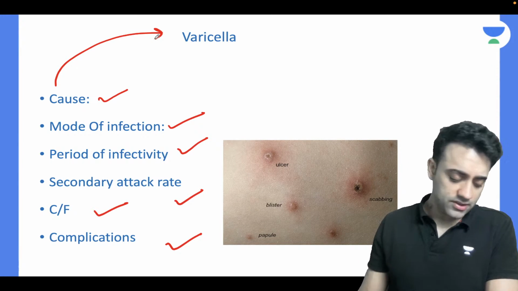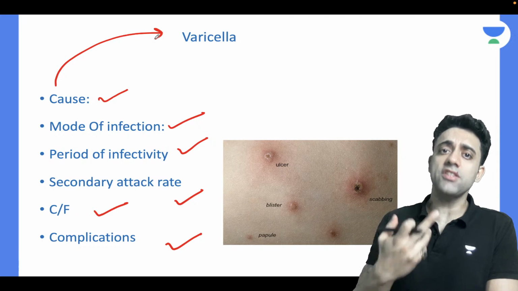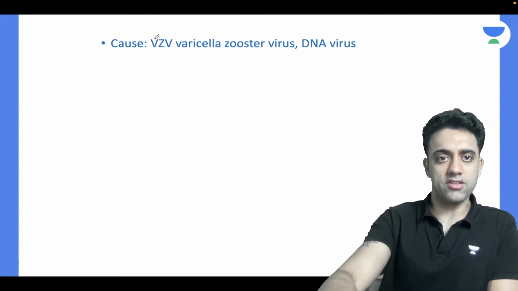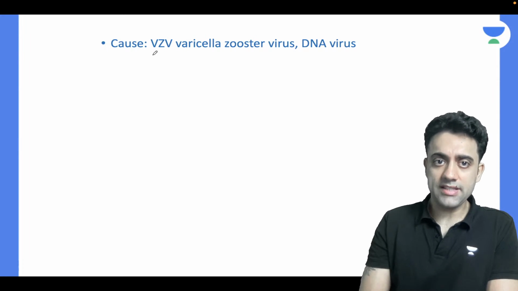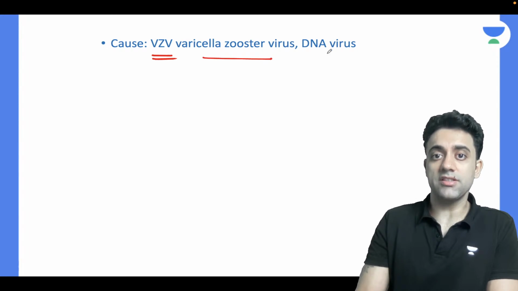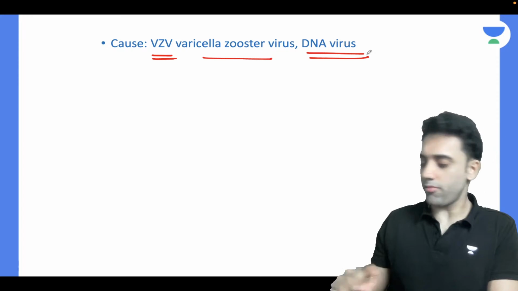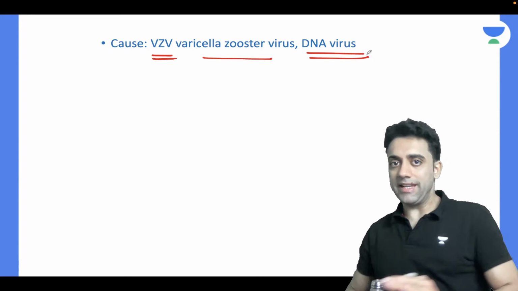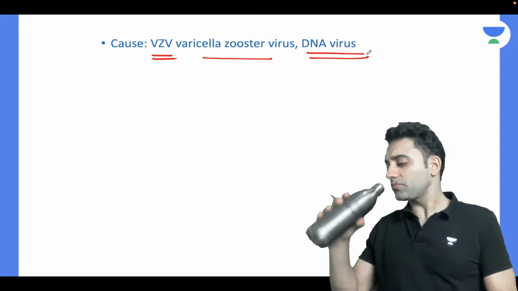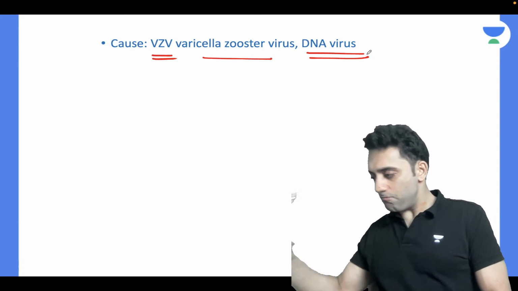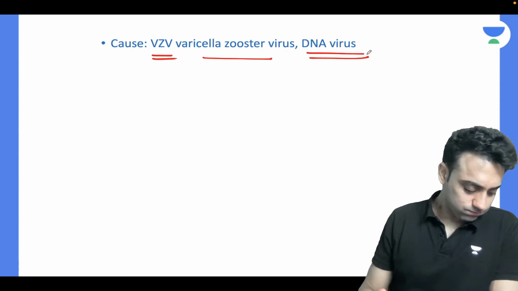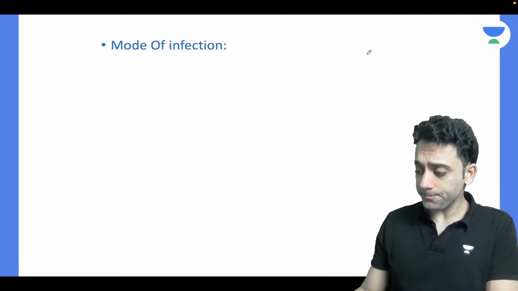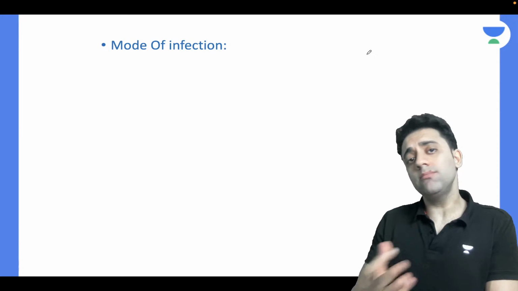So yes, chickenpox is caused by which one? Varicella zoster virus. Is it an RNA virus or a DNA virus? Chickenpox is caused by varicella zoster virus, which is a DNA virus. Very important. That is the first point. And what is the mode of infection?